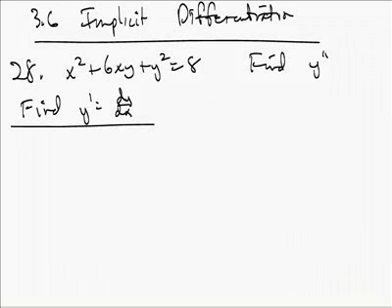A couple more examples to look at here in 3.6, implicit differentiation. The first one I want to look at is number 28. We're asked to find y double prime by implicit differentiation. So we're just going to follow our nose here, and we're going to first find y prime, which again is the same as dy dx.